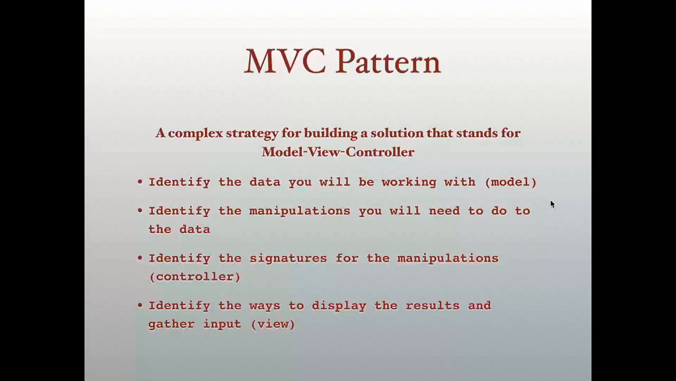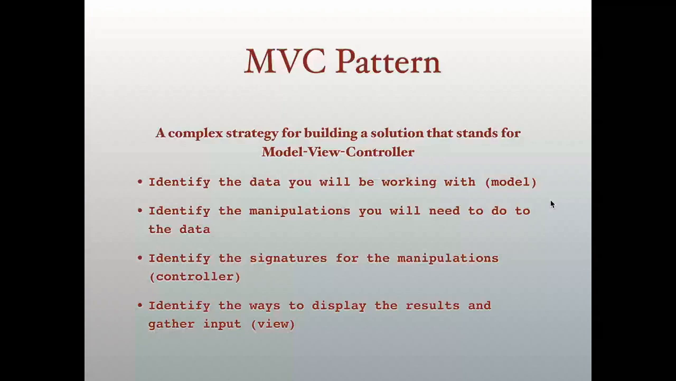In an MVC pattern, you start by identifying the data you're going to be working with, which is the model. Then you identify the manipulations you need to do to the data. That's going to be in the controller, and it's going to help you create your controller, because from that you should be able to get the signatures for those manipulations. And then you identify the ways to display the results and gather input, which is the view. So this is typically the way you want to do MVC. I'm sorry, not in that order, it's from the back to the front. So you do the model, you do the controller pieces, and then you get to the view.